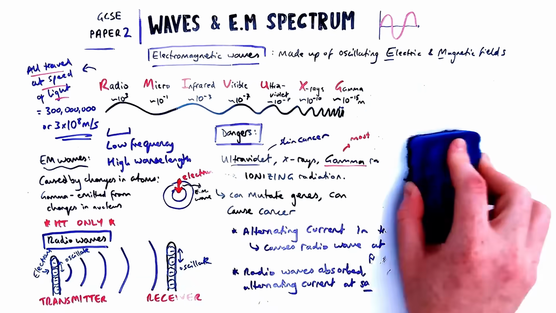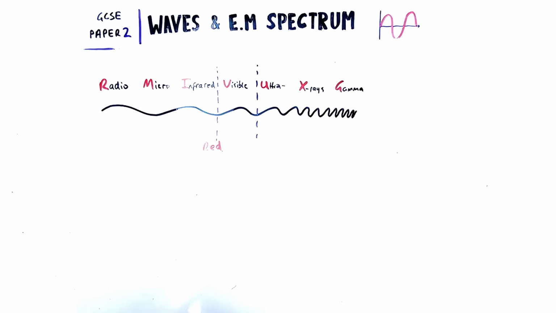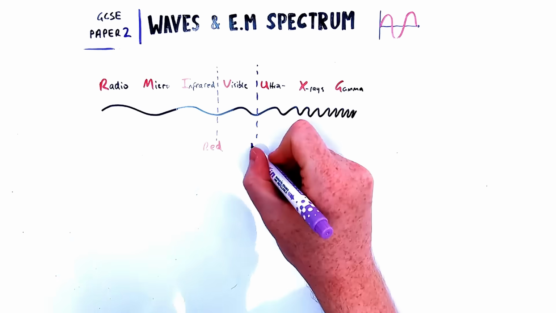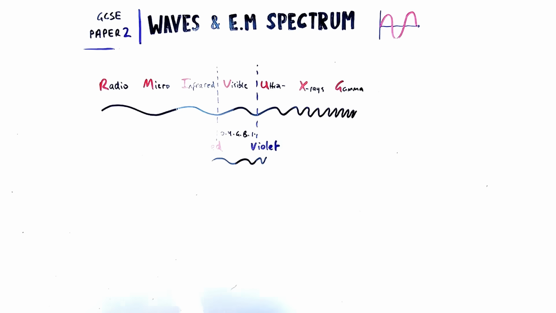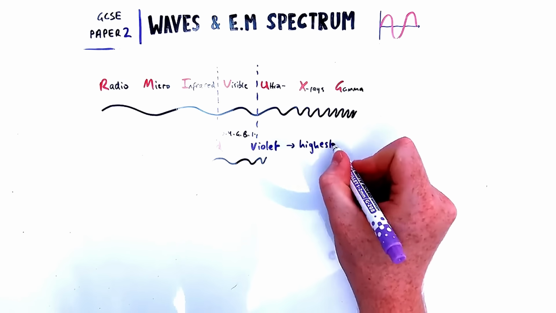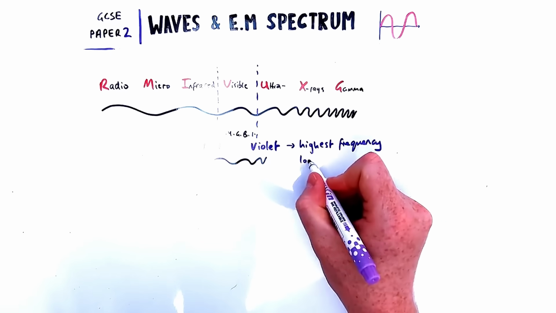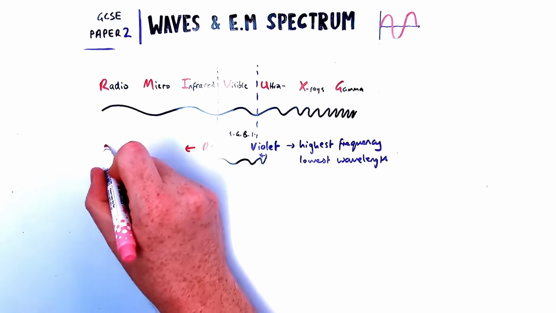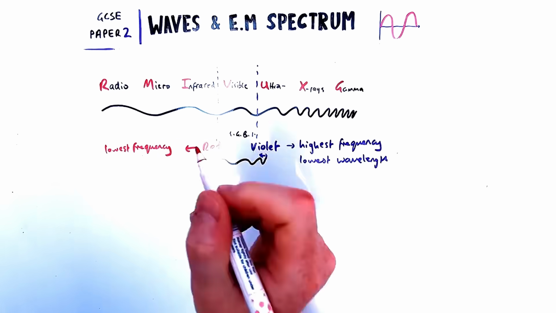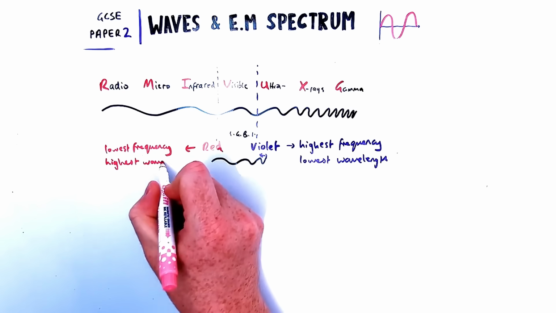Let's talk next about light and colour, which is a topic you only need to know if you're doing separate science. This ranges all the way from red down to violet, via orange, yellow, green, blue and indigo. The violet end of the spectrum has the highest frequency but the lowest wavelength. The red end of the spectrum has the opposite. It has the lowest frequency, and that means it has the highest wavelength.